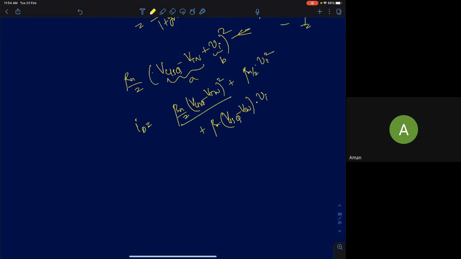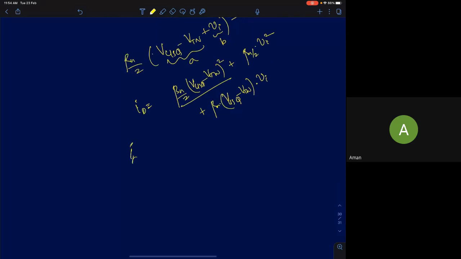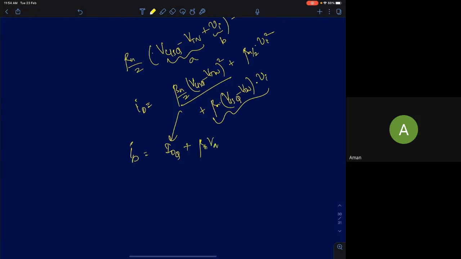What is this term? ID, the quiescent drain current. Plus this term. What is the second term here? Beta n V overdrive into Vi. What is beta n V overdrive? Beta n into V overdrive is gm, right? So I'll replace this by gm.